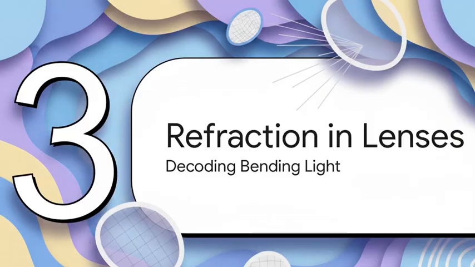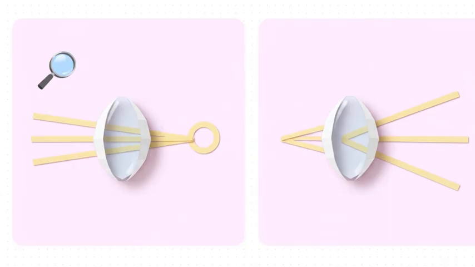All right, time to decode number 2. We've mastered what happens when light bounces. But what happens when light goes through something transparent, like a piece of glass, and bends? That, my friends, is refraction. And it's the science behind every single lens. And just like with mirrors, we have 2 main types. A convex lens is thicker in the middle. Think of a magnifying glass. It converges light to a single point.